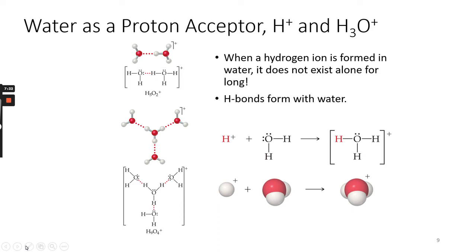So, water as a proton acceptor. When a hydrogen ion is formed in water, it does not exist alone for long. The hydrogen bonds with water. So here you have your H+, and it will bond with water to make hydronium.